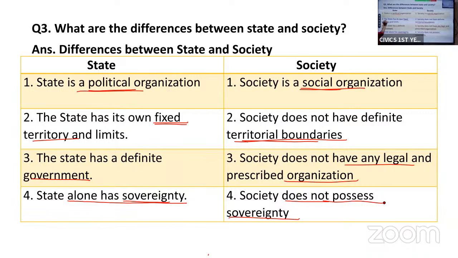I'll repeat this. State is a political organization. Society is a social organization. The state has its own fixed territories and limits. The state has its own boundaries, whereas society does not have any boundary. Now, the state has an agency to control the activities of individuals. Society does not have any prescribed or legal organization. The state has sovereignty. Society does not possess sovereignty.